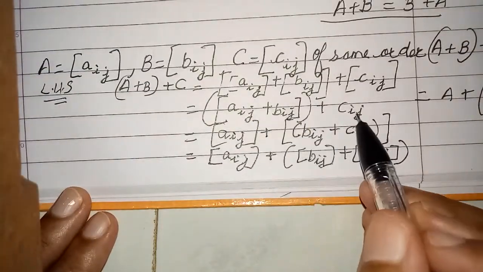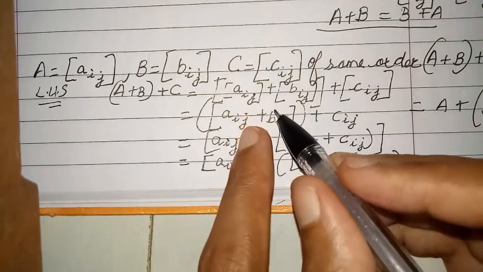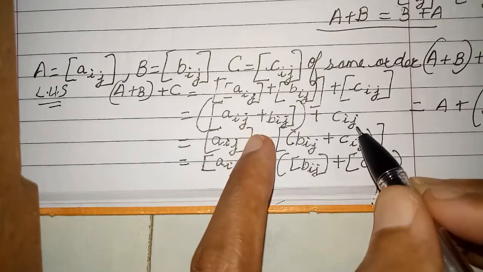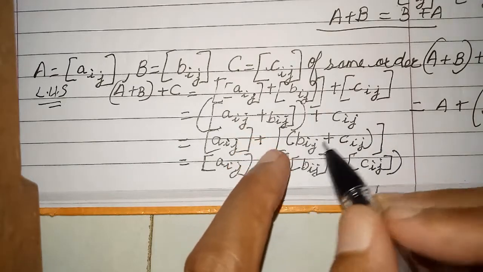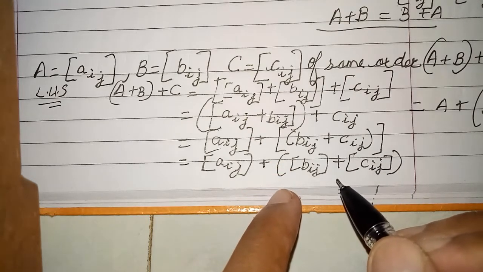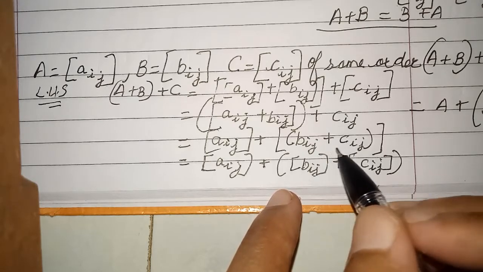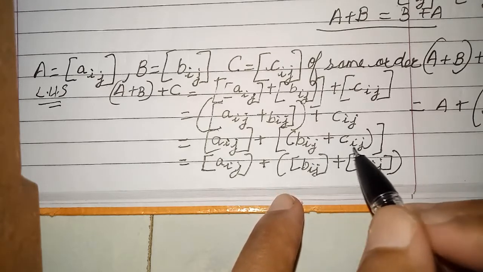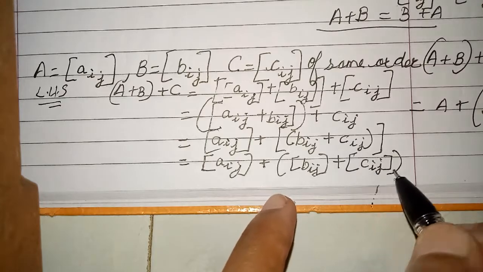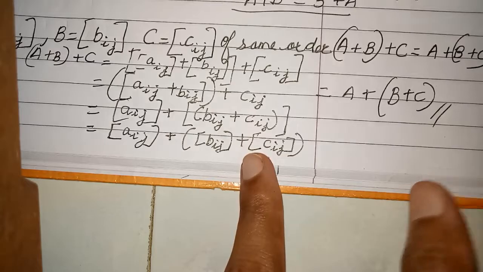Did you understand how I jumped from here to here? Because basically they are numbers, and addition of numbers is associative. So I will consider Bij and Cij together. Now, next step, because they are elements of two different matrices, addition at respective places, I can break it into two different parts. So it has come like this. So you have your right hand side, so it is associative.